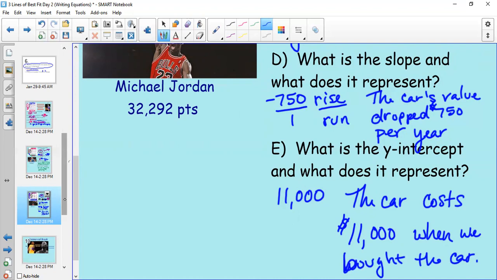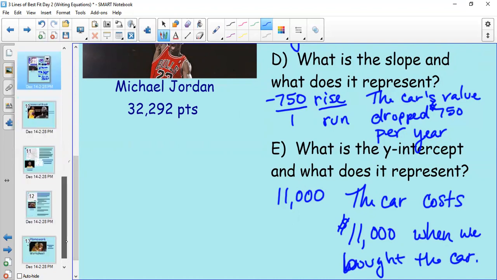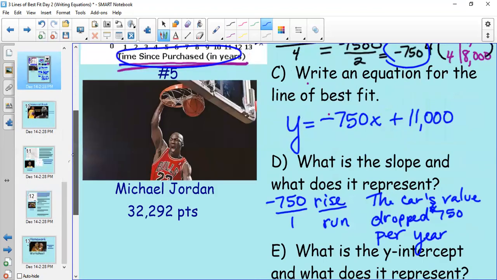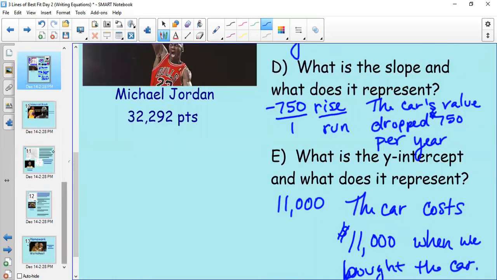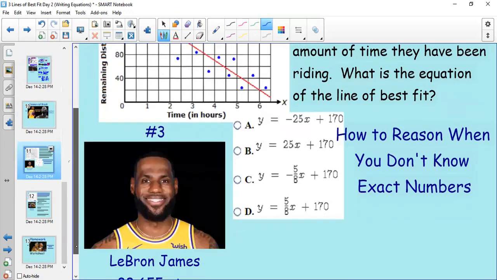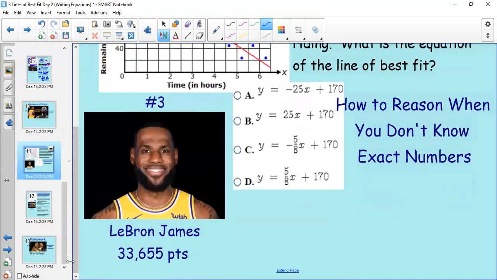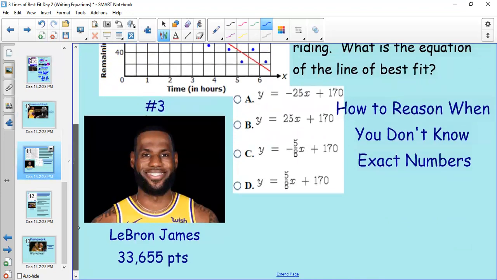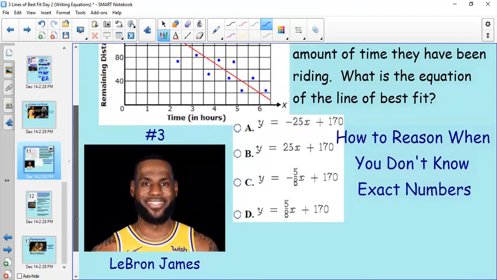Okay, now here's where we would have our commercial break. I'm still going to show you the slide so you can see who was the number 4 all-time leading scorer. And that was Kobe Bryant, 33,643 points. Number 3 here is LeBron James at 33,655 points. And we're going to do this problem before you see number 2.